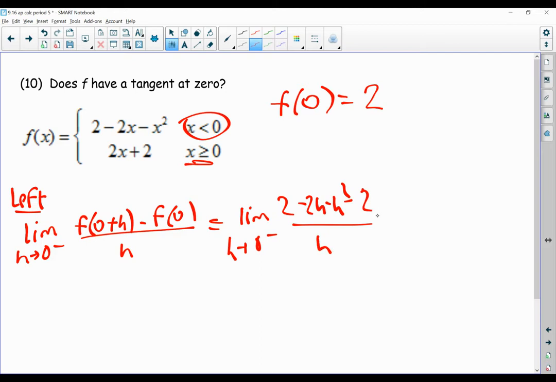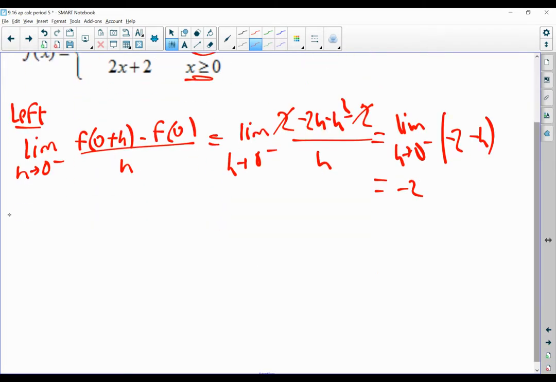Now if I simplify it, I have the limit as h approaches 0 from the left, and these 2's will cancel. Then, simplifying, I end up with negative 2 minus h. So I end up taking the limit. Just because I'm coming from the left doesn't really make a difference. I'm still approaching 0 as the value, so you're still going to plug in 0.